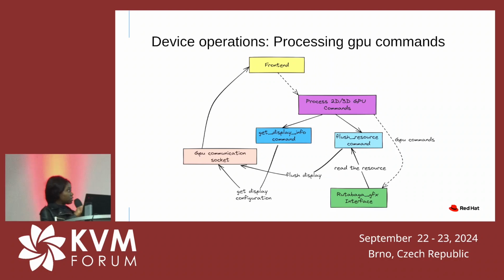So to explain in detail the processing of the GPU commands, there are some commands that need to communicate with the front end using the GPU communication socket. When we're processing commands like the get display info command, we're retrieving the display information from the front end through the GPU communication socket, and then we're processing the display modes. And for the flush resource command, its goal is to take a specific resource and read its data, and then update the associated display with that data. There are other commands here which can be viewed in the PR of the vhost device GPU crate.